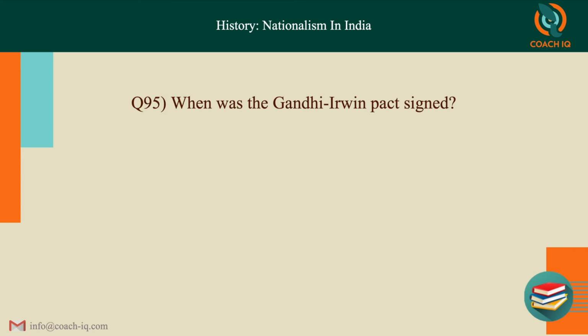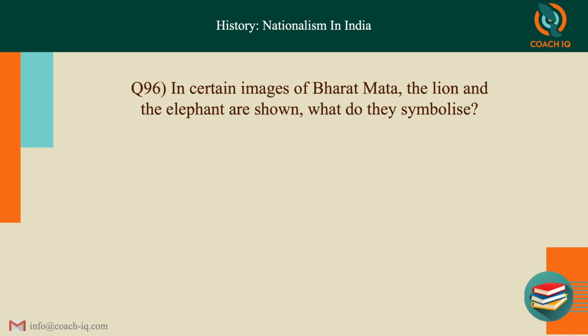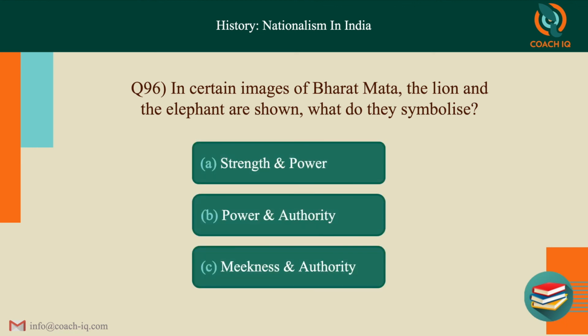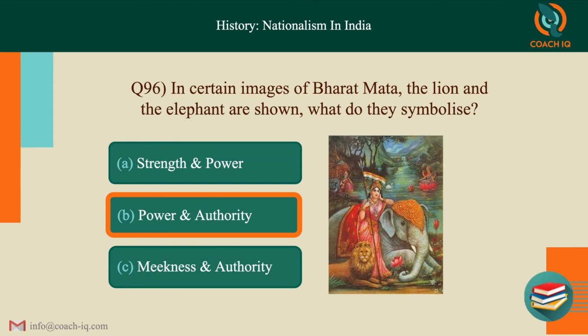Next, when was the Gandhi-Irwin pact signed? 5th March 1931, 5th April 1932, 5th March 1930. The answer is A, 5th March 1931. In the later on subsequent images painted of Bharat Mata, the lion and the elephant are also shown. What do they symbolize? The answer is power and authority.